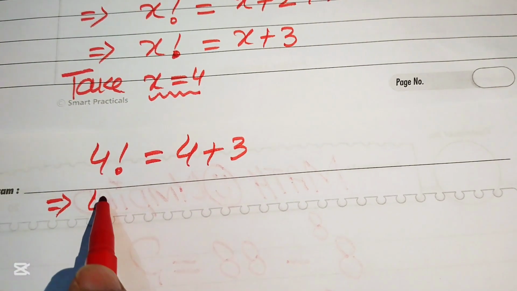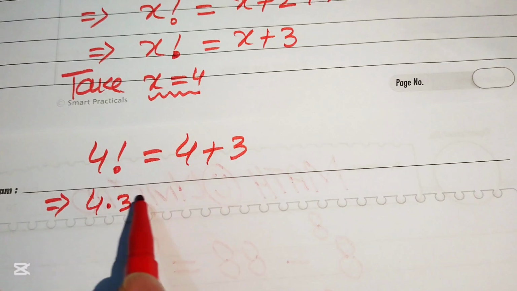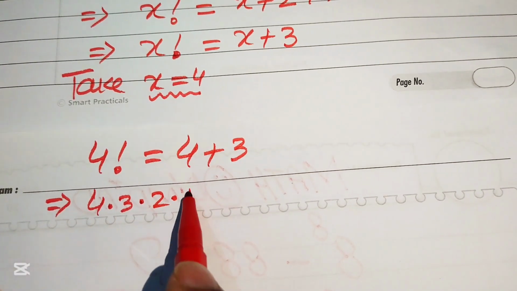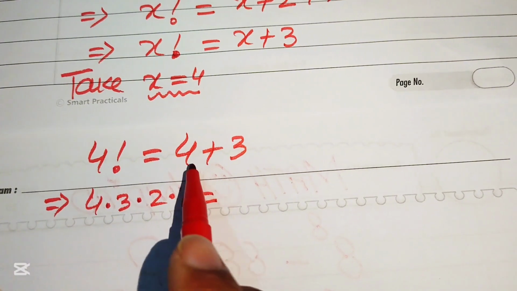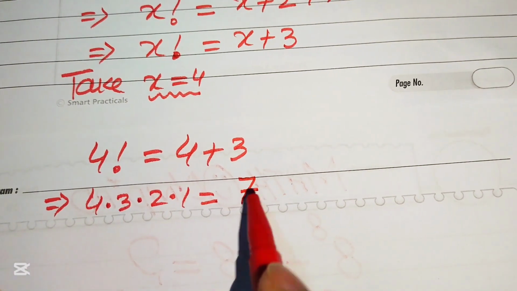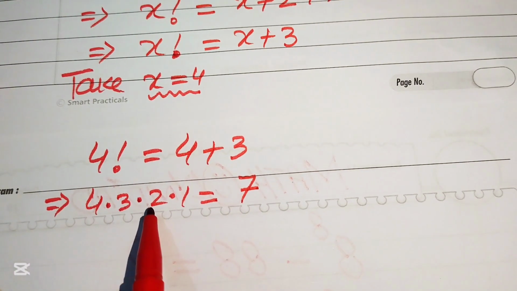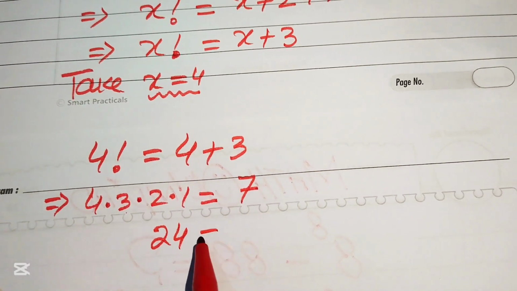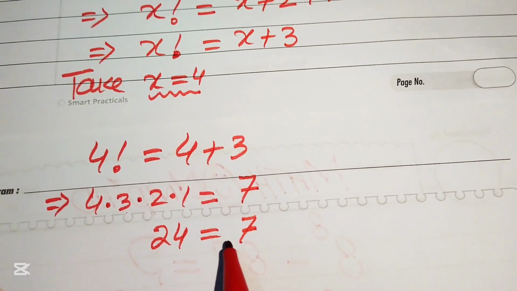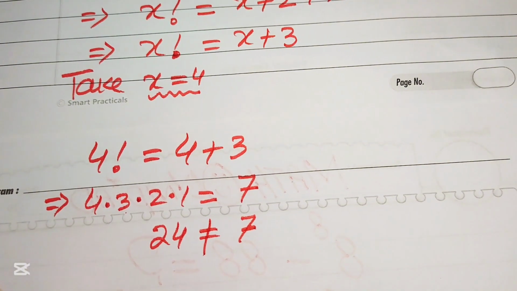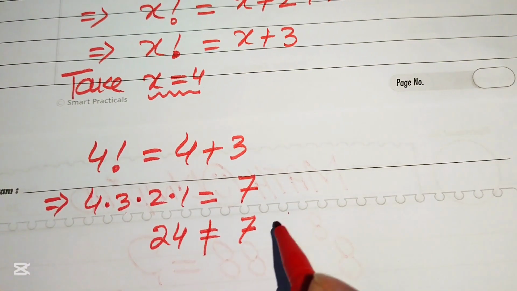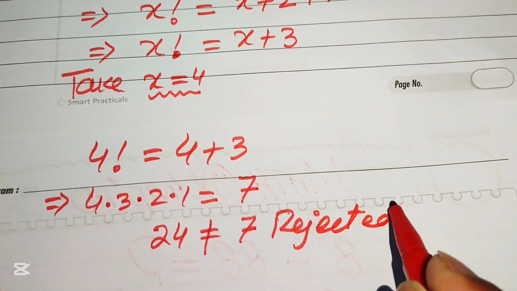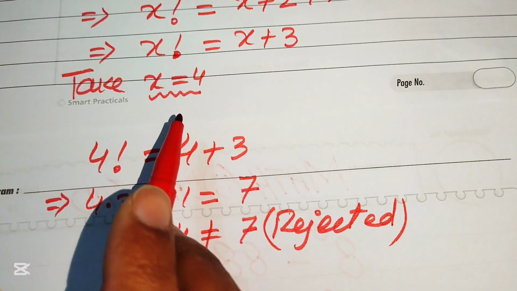4 factorial means that you multiply all the numbers from 4 down to 1: 4 multiplied by 3 multiplied by 2 multiplied by 1. Here you see that 4 plus 3 is 7. Now we can multiply these numbers: 4 3s are 12, 12 2s are 24. So you get 24 equals 7, and we clearly say that this is not possible. So we rejected this case, the value x equals 4.